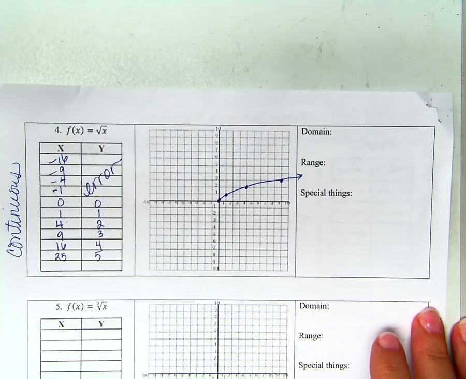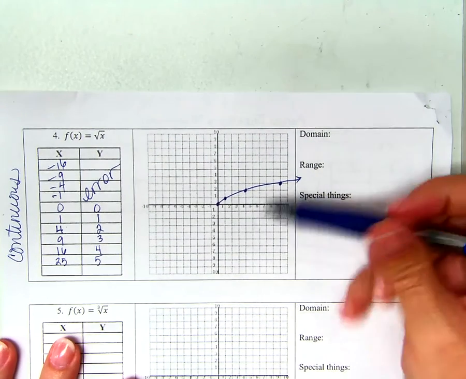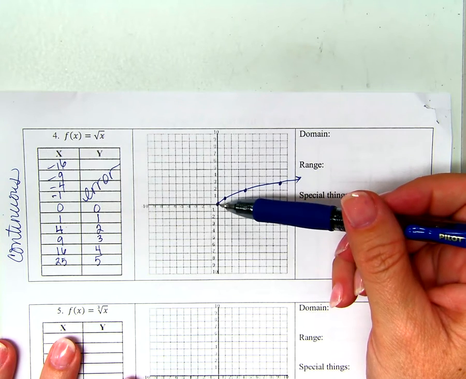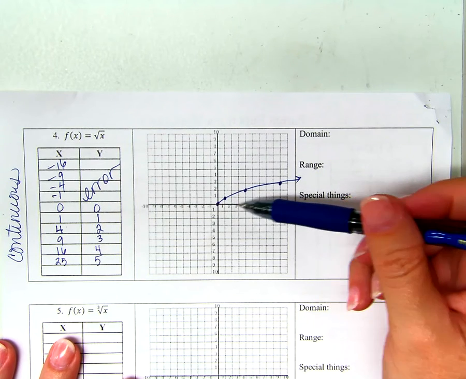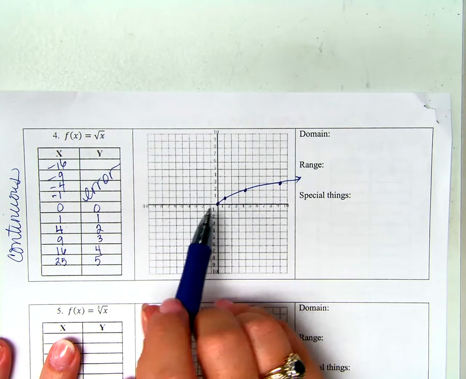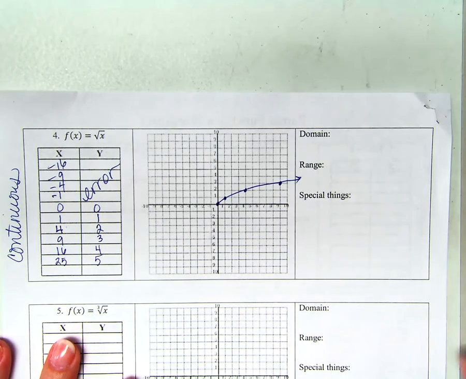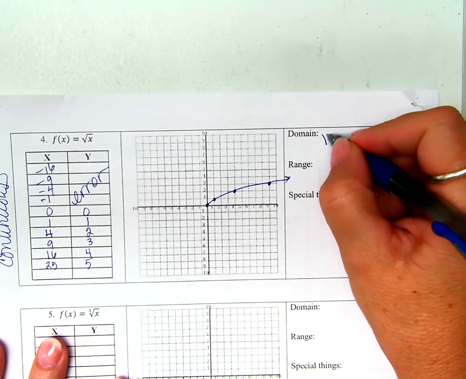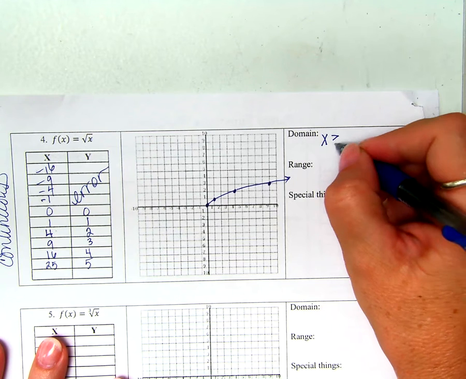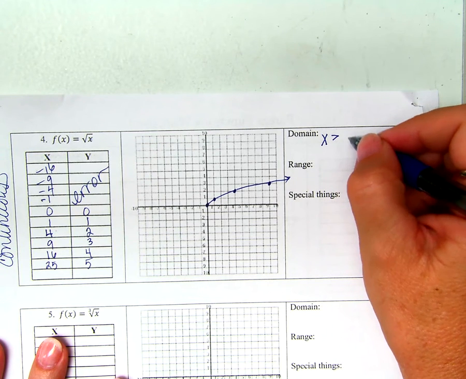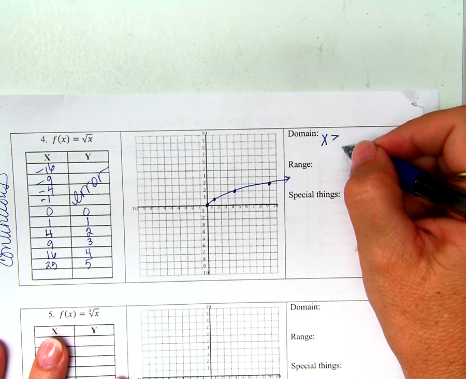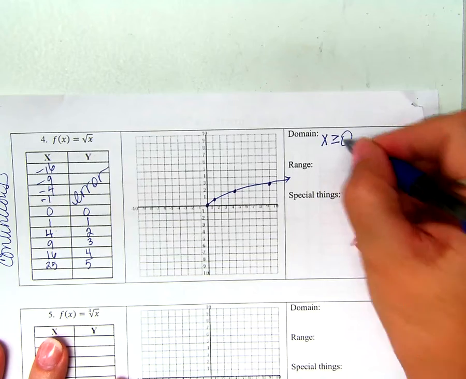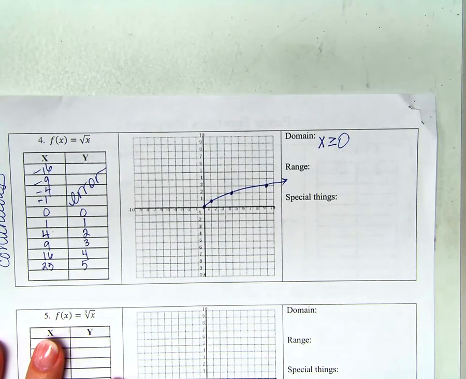Domain of number 4. How far to the left does it go? It goes to 0, right? How far to the right does it go? All the way. Okay? So how do we write that? X is greater than or equal to 0. Why did you say greater than or equal to 0 and not just greater than 0? Because it can be 0. Very good.